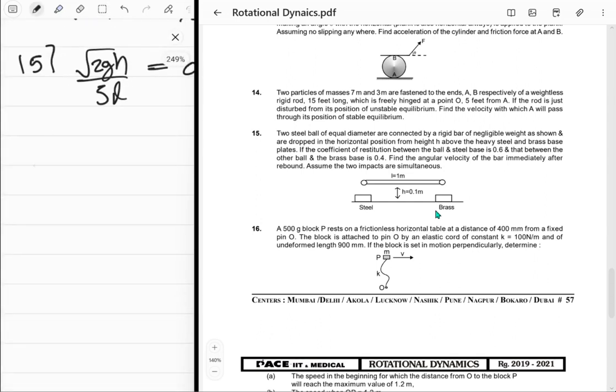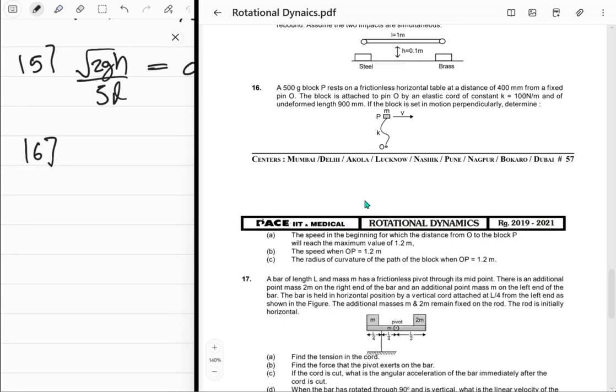16. And I'm being slow. A 500-gram block P rests on a frictionless horizontal table at distance 400 millimeters from a fixed pin O. Okay, like half a kg block P rests on a frictionless horizontal table, distance 400. Wait, is this figure not for that?